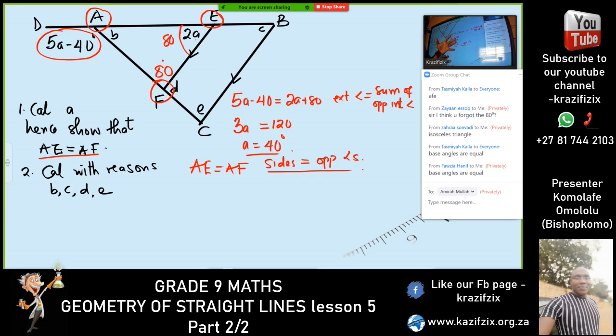All right, I get what you're saying, isosceles. Tasmia, I get what you're saying. Base angles are equal, but if your base angles are equal, you've not mentioned the side. So let's learn this reason. Sides opposite equal angles. So if the opposite angles are equal, then the opposite sides are also equal. Good reason. Thank you, guys.